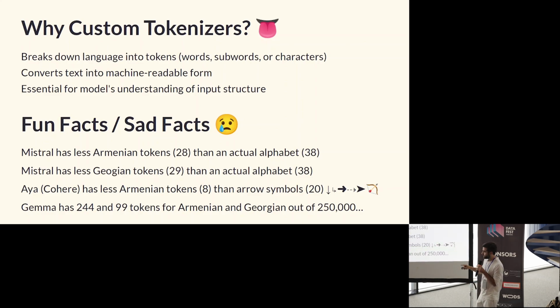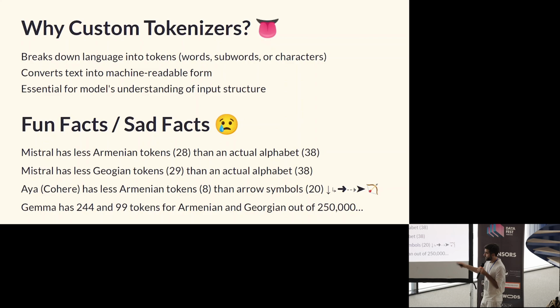Aya, Cohere's model, is the most multilingual model, and I really respect their efforts in building multilinguality, but apparently it has 8 Armenian tokens, which is less than the tokens used to represent arrow symbols. And statistically speaking, I guess the arrows are more important than the Armenian language. We know that's not true, so that's not really an acceptable state of the industry.